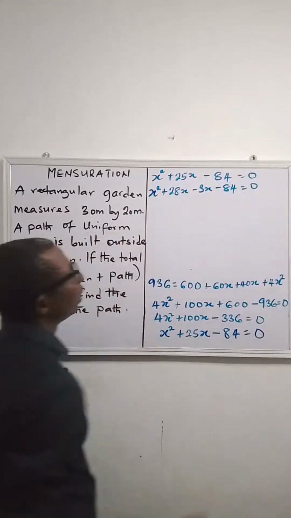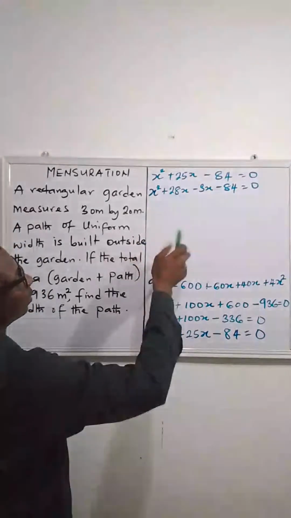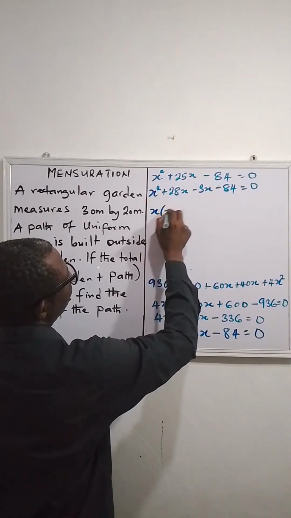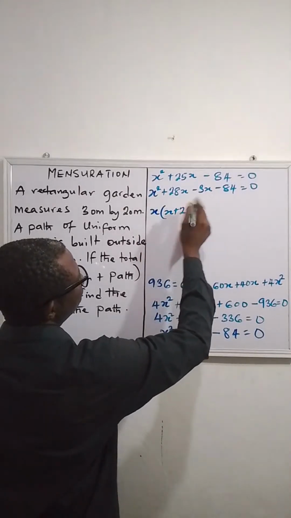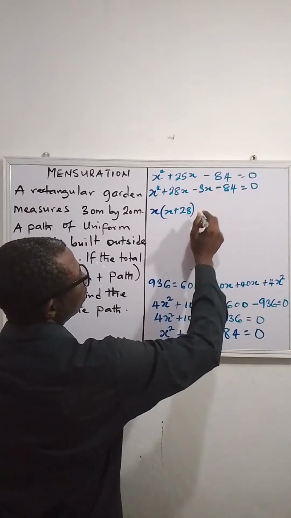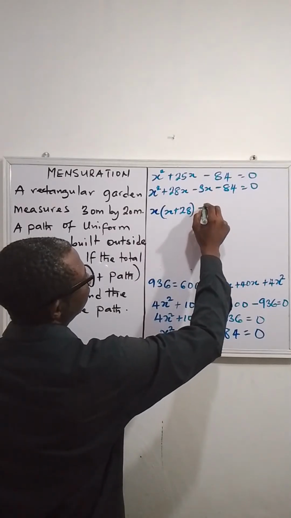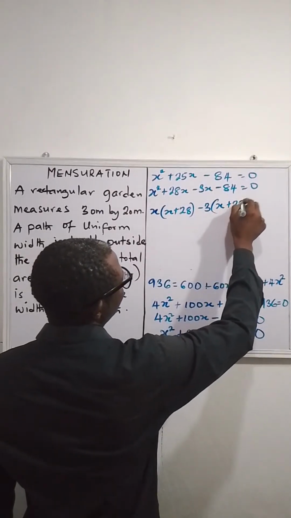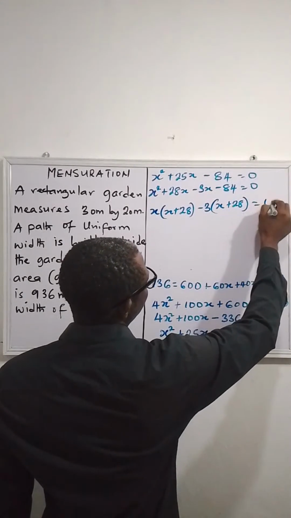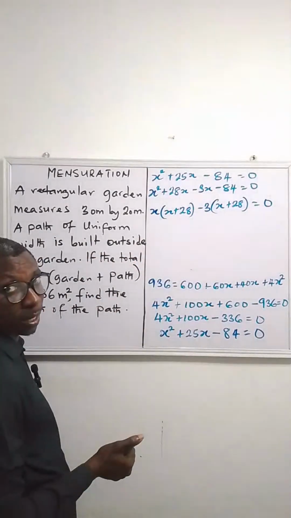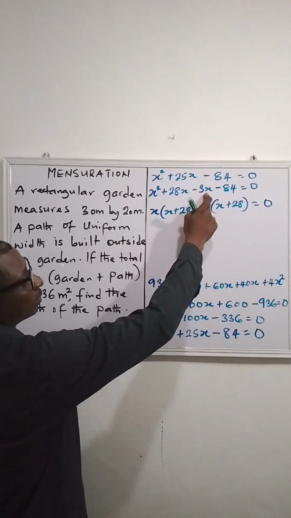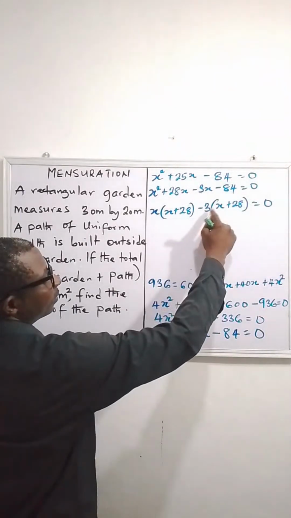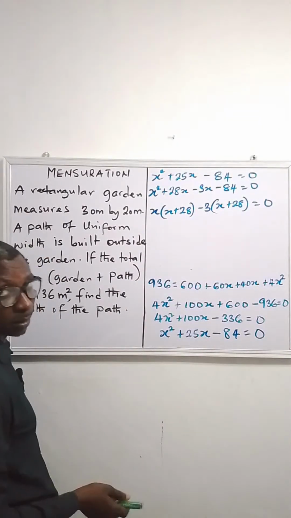Okay, so now let's find the GCD here. What's the GCD of these two numbers? So we have x, so we have x plus 28. What's the GCD of these two numbers? So we have negative 3. So that gives you x plus 28 equals to 0. Okay, I hope you know that when you divide this by negative 3, you have this. Divide negative 84 by negative 3, so you have plus 28.